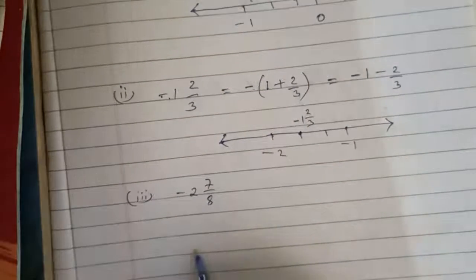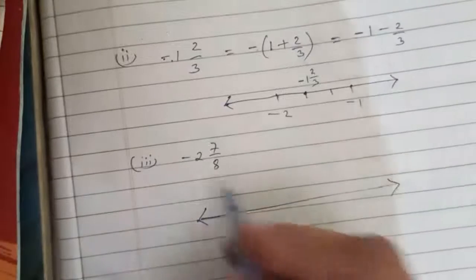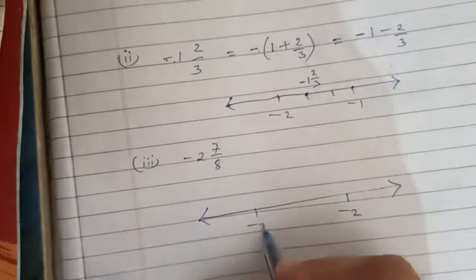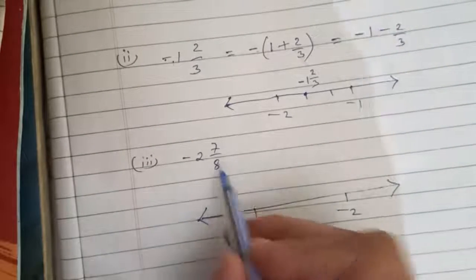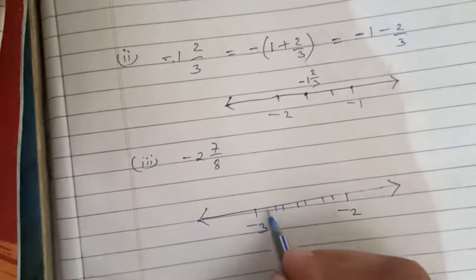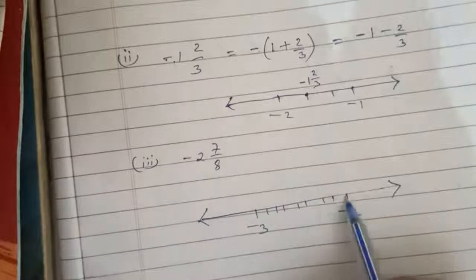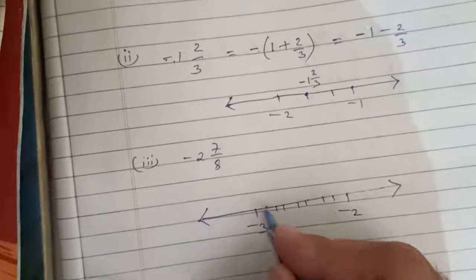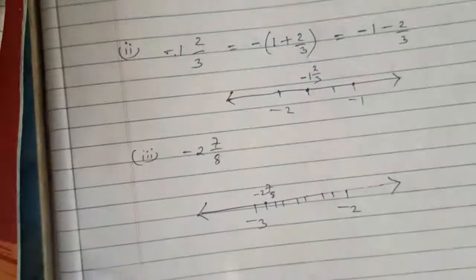Now come to the next part. Minus 2 whole 7 by 8. It means its value will lie between minus 2 and minus 3. In case of a negative number, it moves to the left. 8 parts. 1, 2, 3, 4, 5, 6, 7. 8th already there. You need to take the 7th part. Take 1, 2, 3, 4, 5, 6, 7. So this is minus 2 whole 7 by 8. I'm solving these exercise questions.